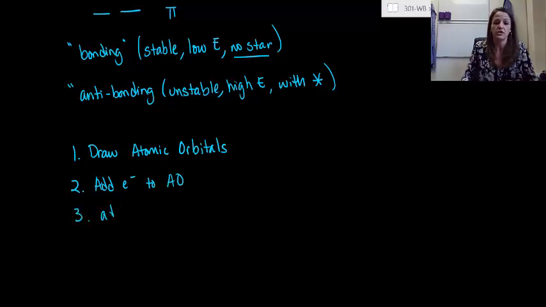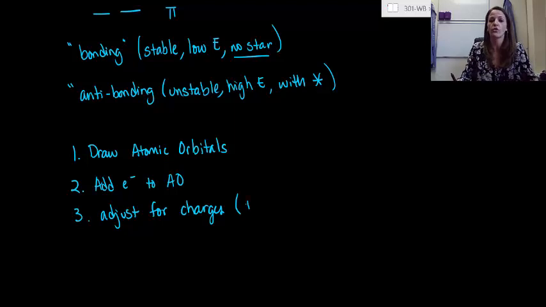Third thing you need to do is adjust for charges. What I mean there is if I ask you to draw something that is an overall positive or an overall negative, you need to adjust. So if it's CO minus, that means you have an additional electron, so you need to add that electron in somewhere in your atomic orbitals. Or if you have CO plus, that means it's positive. You have one less electron, so you need to remove an electron from your atomic orbitals.